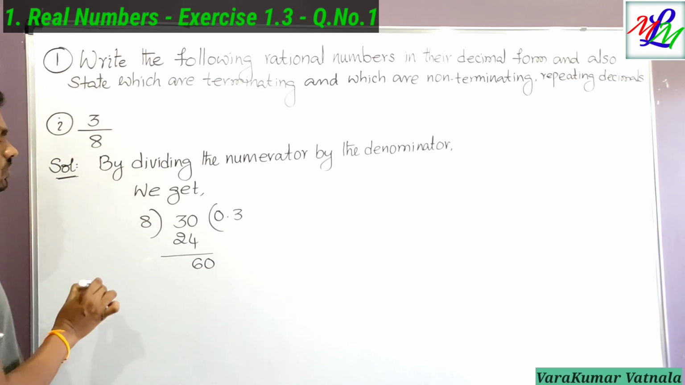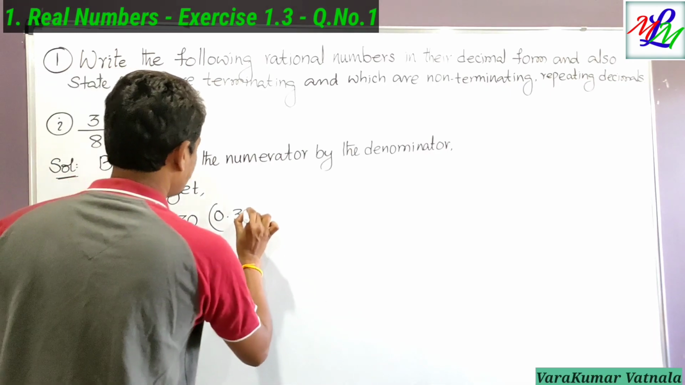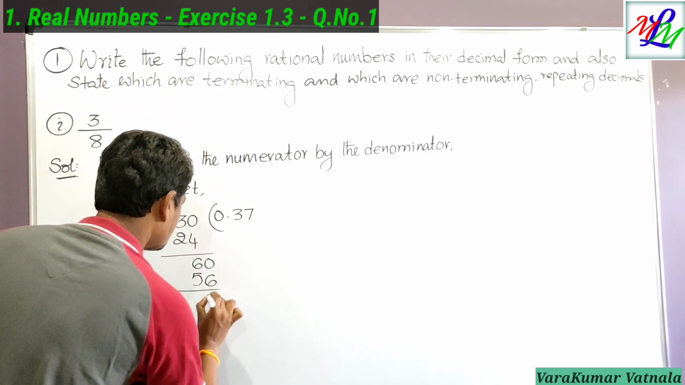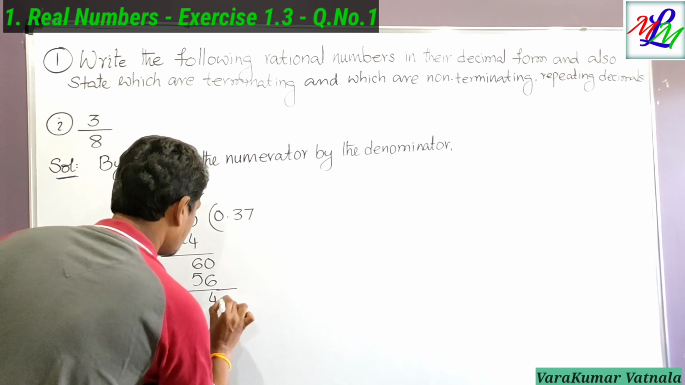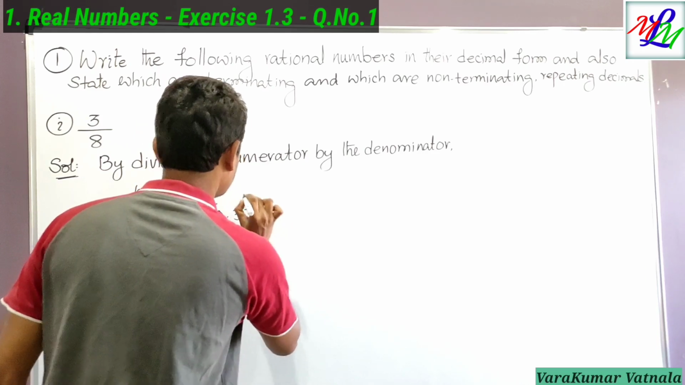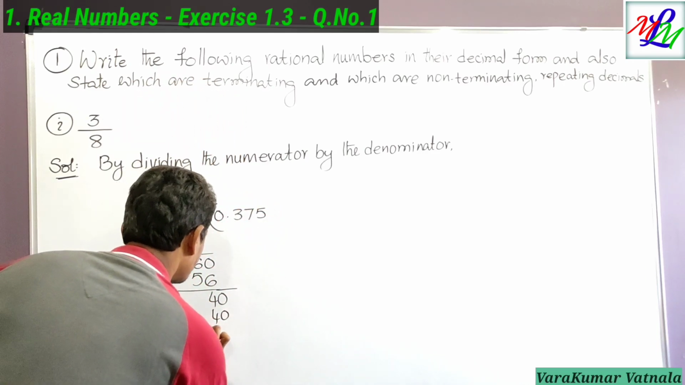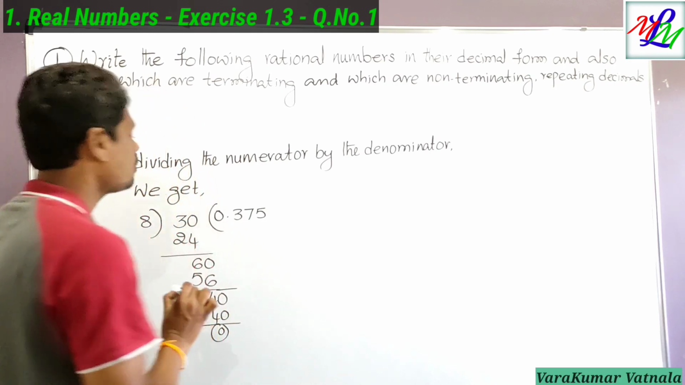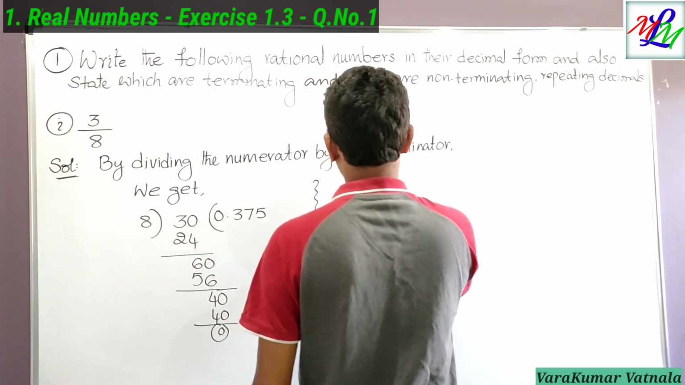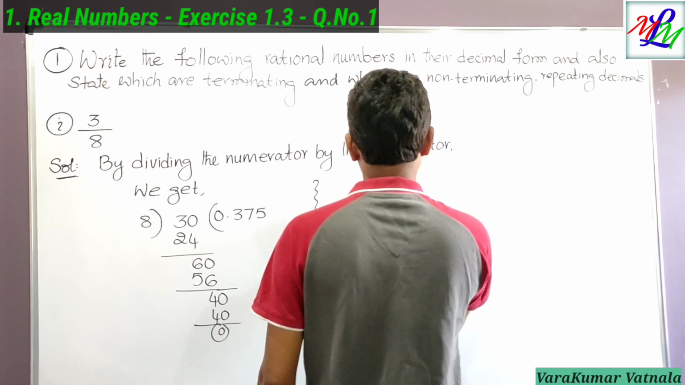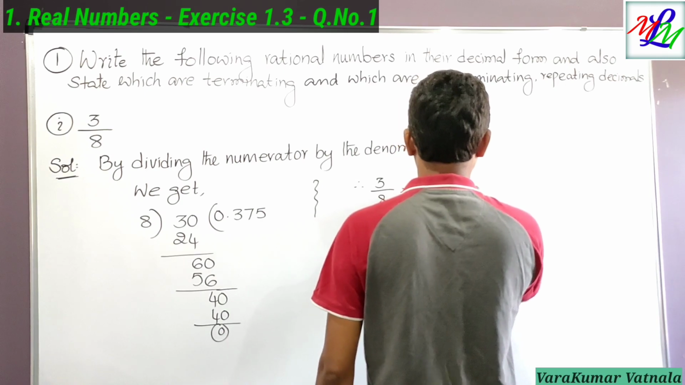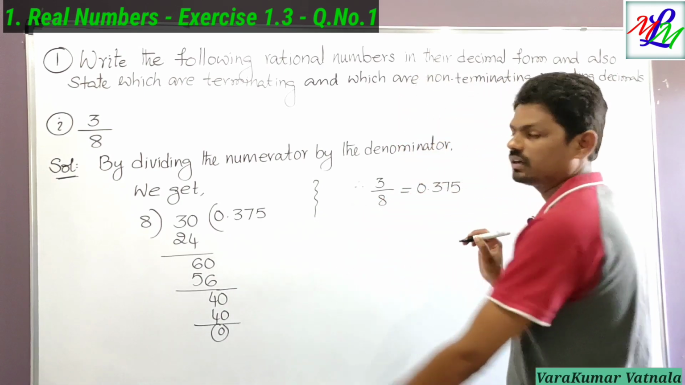Again write a 0. How many times does it go again? 8 7s are 56. So 60 minus 56 is 4. Again we can write one more 0. How many times does it go? 8 5s are 40. So the remainder is 0. Now the division is completed. Therefore 3 by 8 is equal to 0.375. This is the decimal form of the given rational number, and it is a terminating decimal.